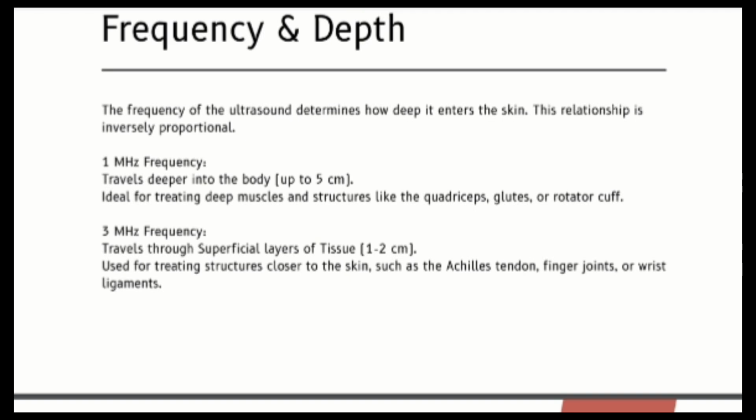This makes 1 megahertz the ideal choice for treating large, deep muscle groups and tissues, such as the quadriceps, the large muscles on the front of the thigh, and the rotator cuff, a group of muscles and tendons deep within the shoulder joint. The second is the 3 megahertz frequency, which is the highest frequency.